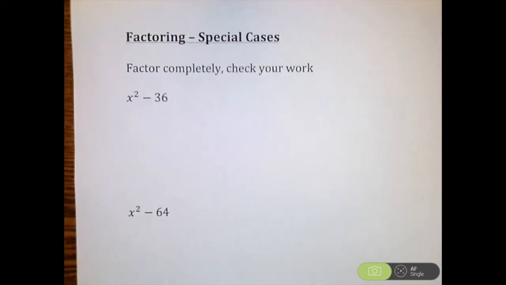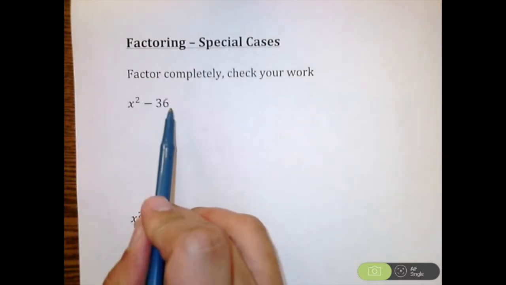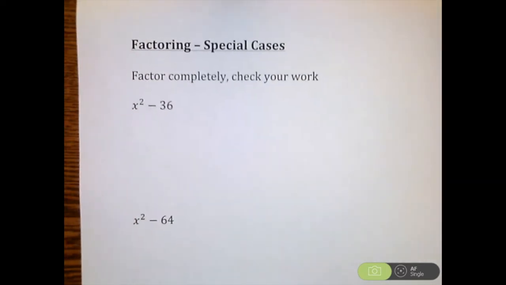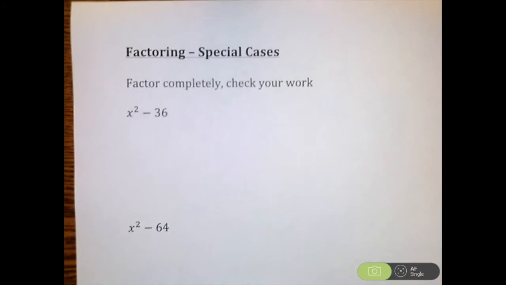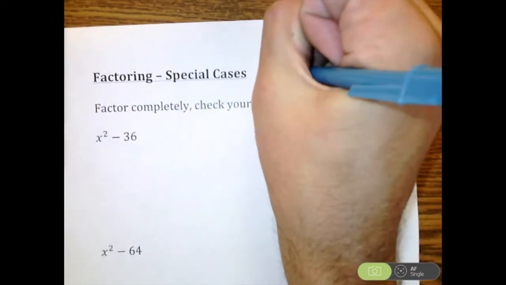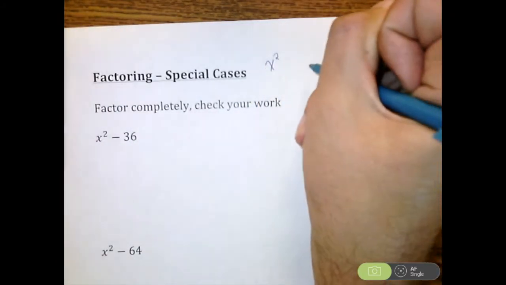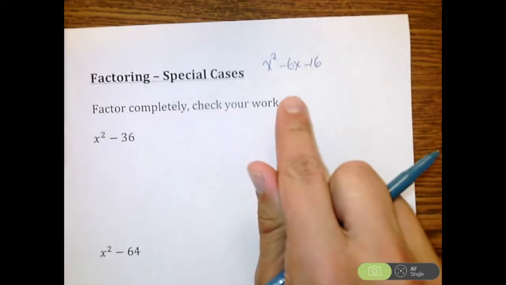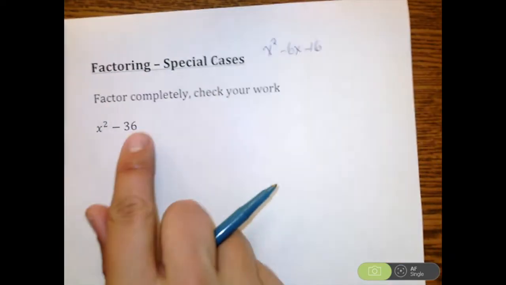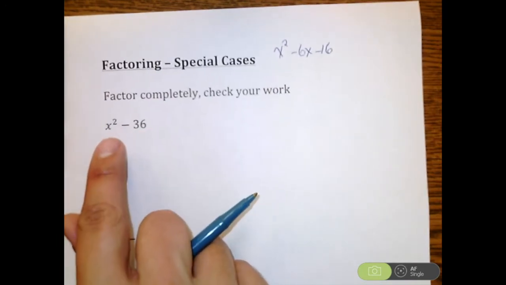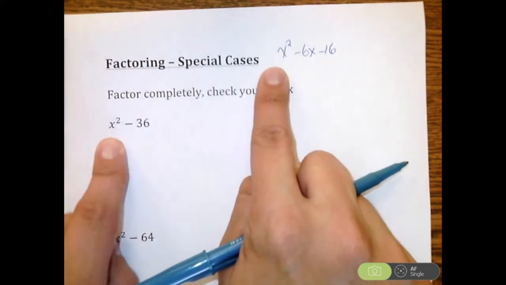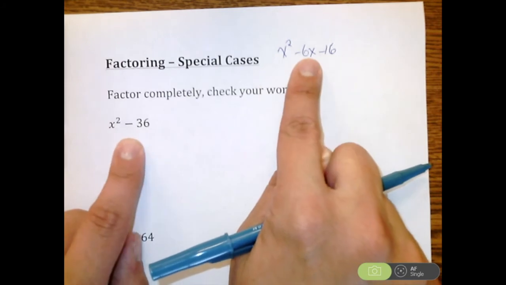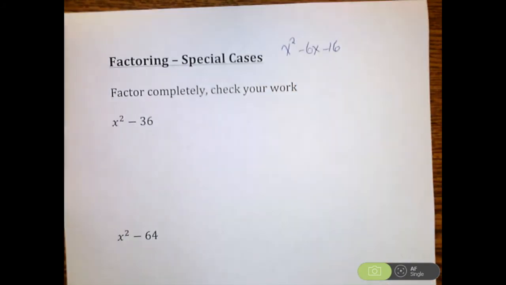So we're still looking at factoring. So I have x squared minus 36. Now in previous videos, we have usually had three terms, like x squared minus 6x minus 16. There are usually three terms. Well, in this one, there are only two. There's only that first term and the back term. So a lot of people are like, what do I do?